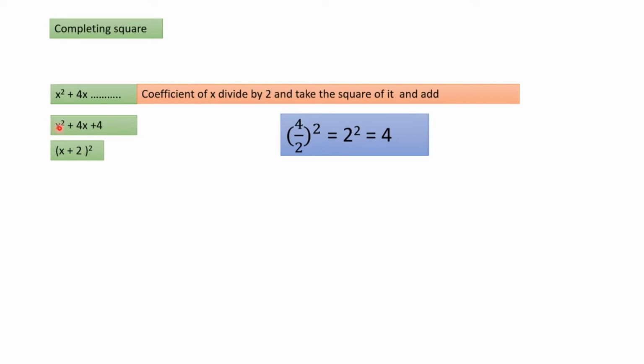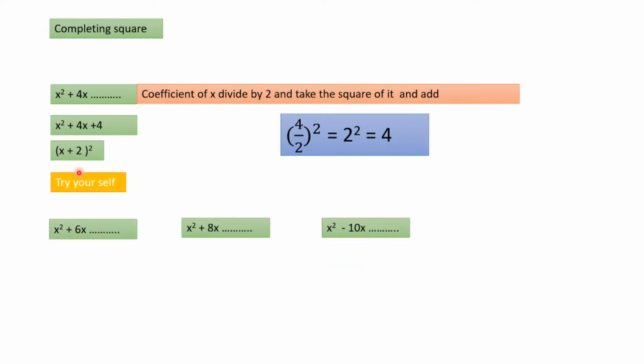Then when you are writing it as a square of a binomial, you have to take the square root of the first term and the square root of the second term. That's it. That is the system we use to write the given quadratic trinomial as the square of a binomial. So you can try these yourself, pause your video and try it.